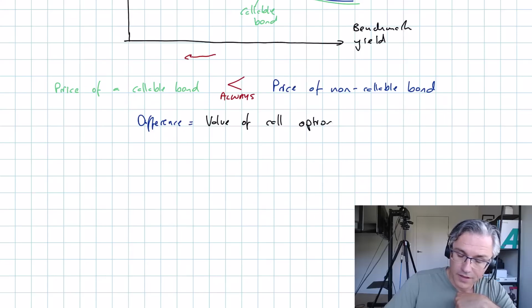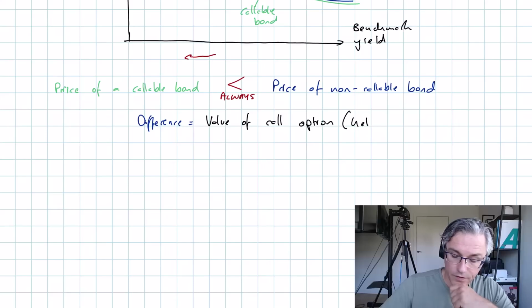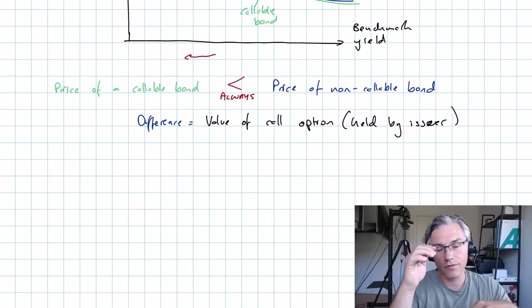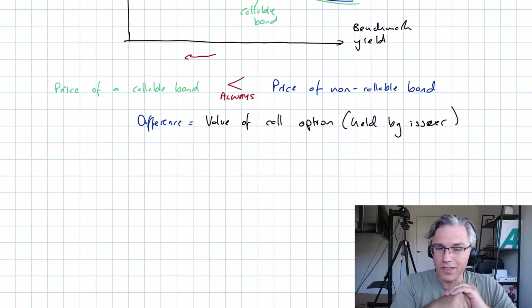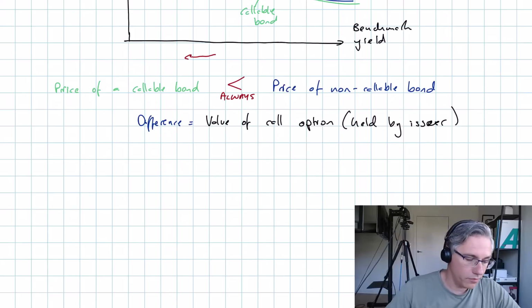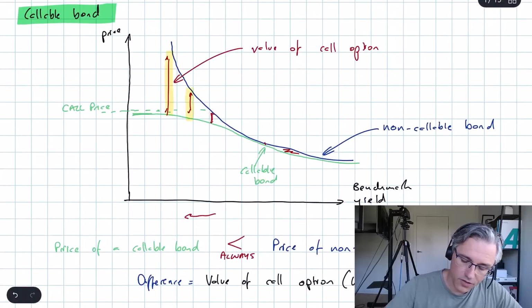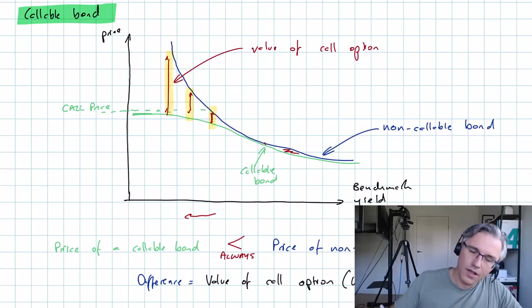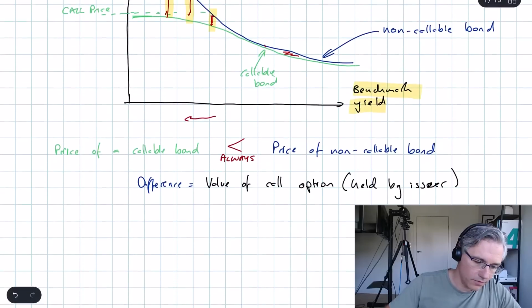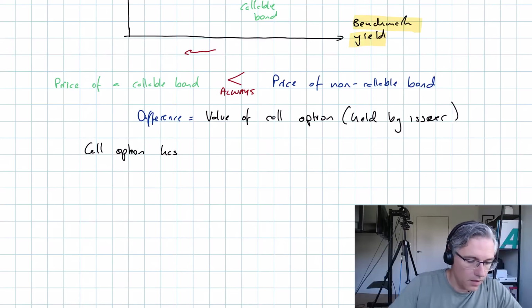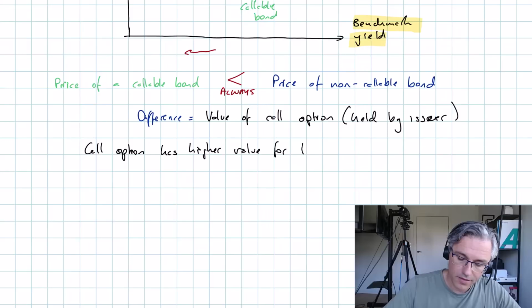Now, the call option is effectively held by the issuer, not the investor, because it's the issuer who can decide to exercise that call option at the detriment of the investor, of the bondholder. So it's something that lowers the price or value of a callable bond from the point of view of its holder. And please appreciate that the value of the call option is not constant. It absolutely increases in value as we go to the left in terms of the benchmark yield curve, yields. So the call option has a higher value for sure for low rates, especially as compared to coupon rates.